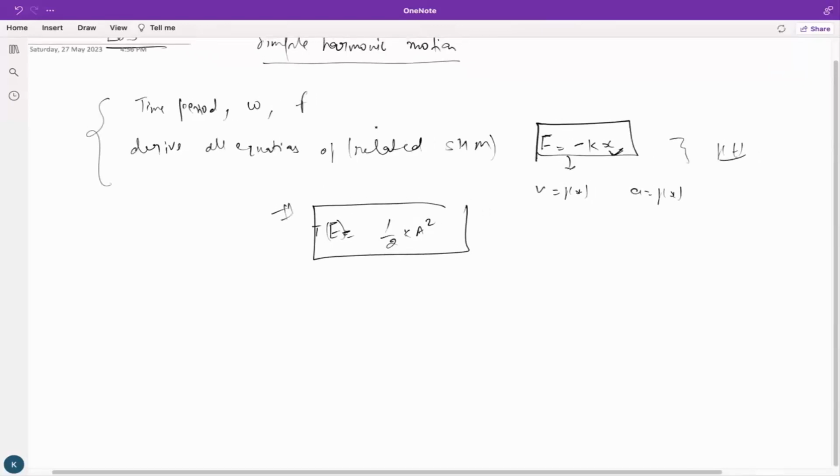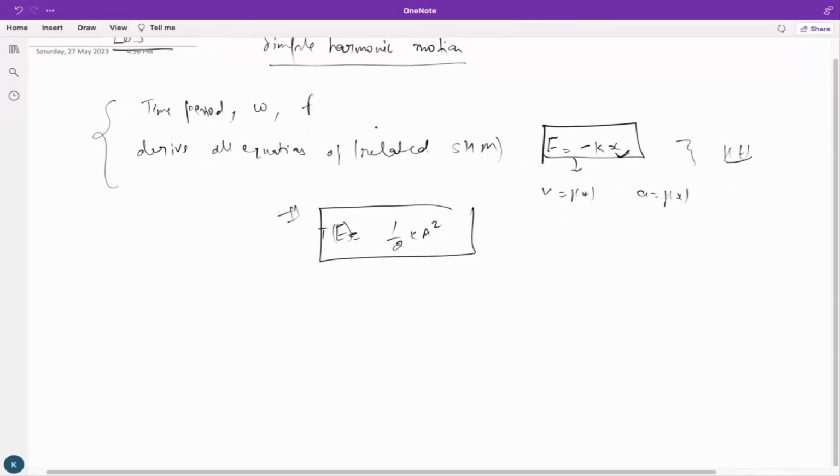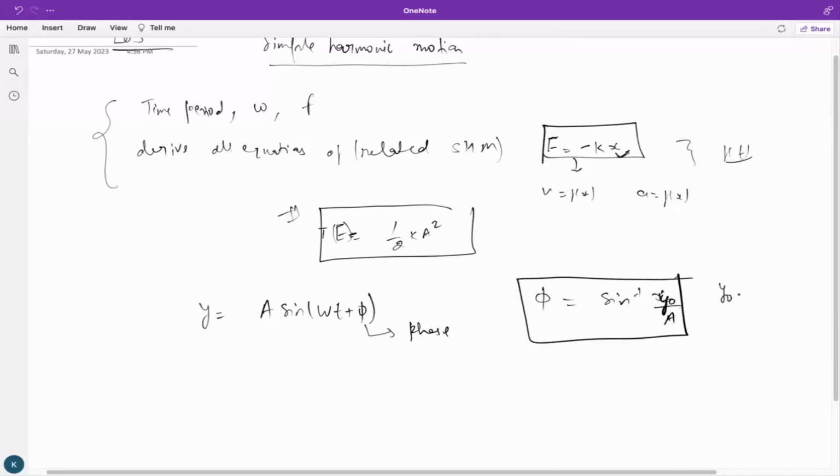So in today's class, we are going to deal with something that we wrote in the previous lecture. Let me write it, y or x. So we write y is equal to A sine omega t plus phi, where I am calling it phase, which I already told you I will be discussing in the next class. And the phi value is nothing but sine inverse of y naught by A, where y naught is the position of the particle at time t is equal to 0, right?